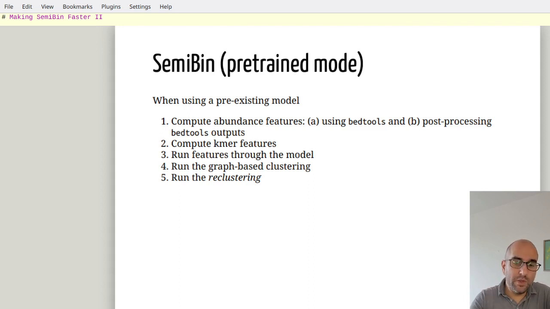Number one, we compute the abundance feature. Here there's a sub-step that simply calls bedtools, which is another tool which we are probably not going to be re-implementing. But what we can improve is the post-processing of the bedtools output. Two, we compute the k-mer features. Three, we run the features through the model. Four, we run the graph-based clustering, and then five, we run reclustering.